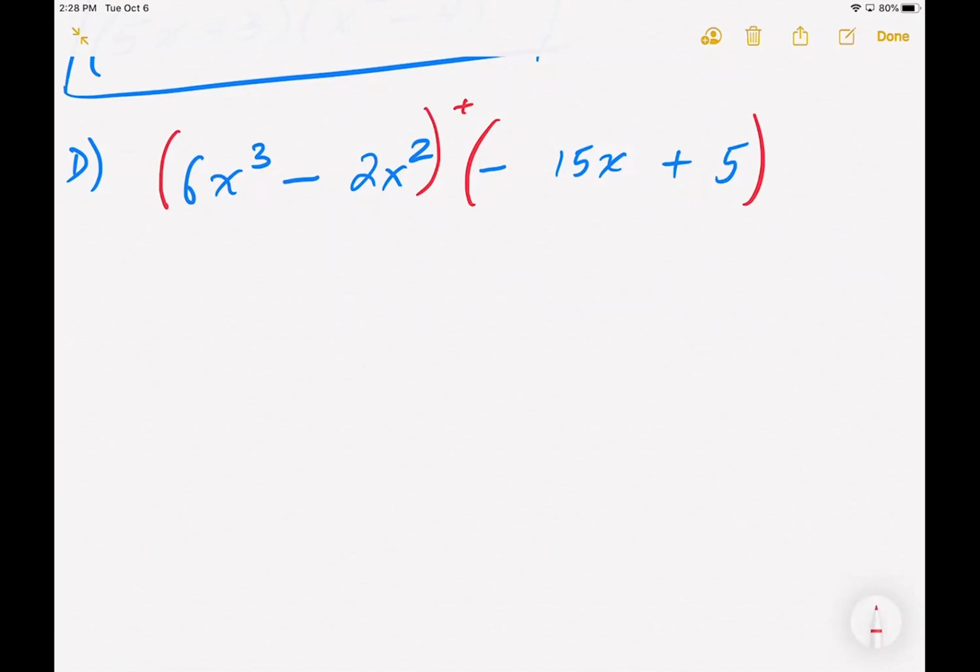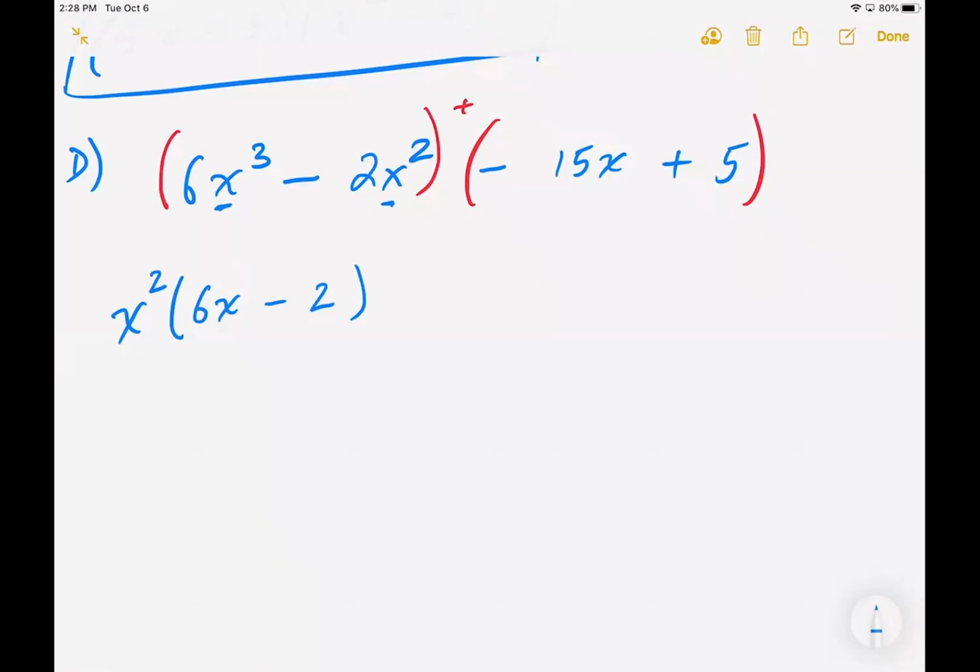So your thought process, or let's say if you don't know what to do in terms of this thing here, you say, well, consistently, we can take out an x squared, right? So let's take out an x squared. And if you take out an x squared, this is what you have: 6x minus 2, right?